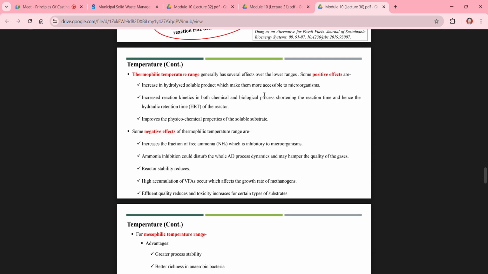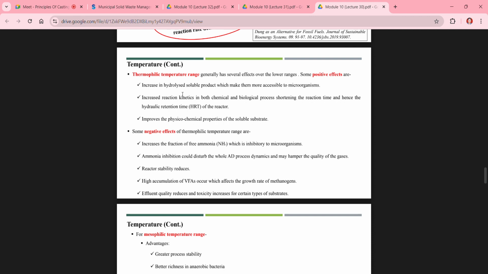It increases reaction kinetics in both chemical and biological processes, shortening the reaction time and hence the hydraulic retention time of the reactor. It also improves the physiochemical properties of the soluble substrate. There are some negative effects of temperature during the thermophilic temperature range.